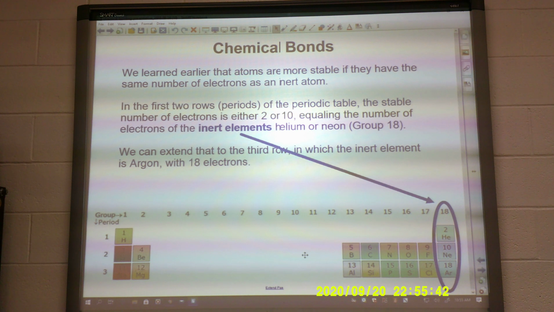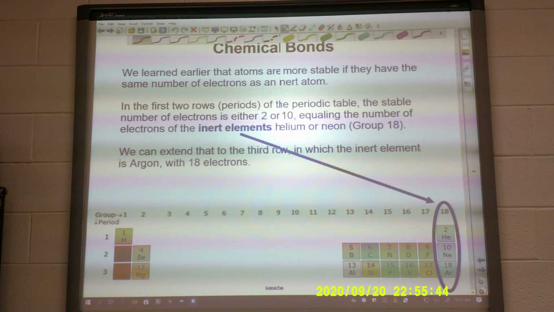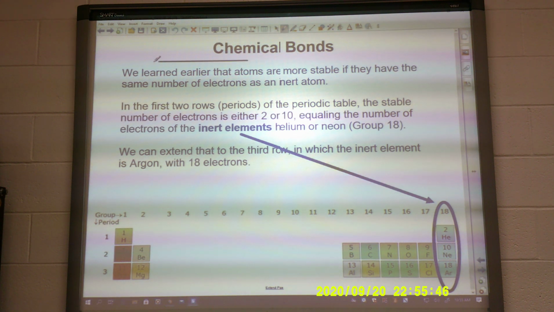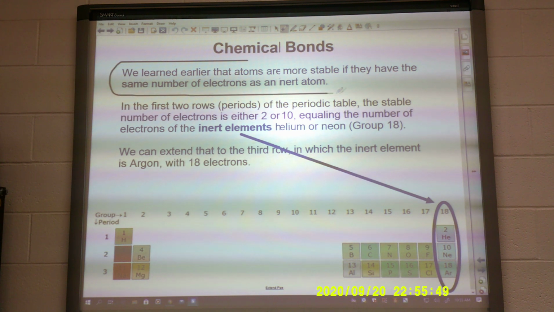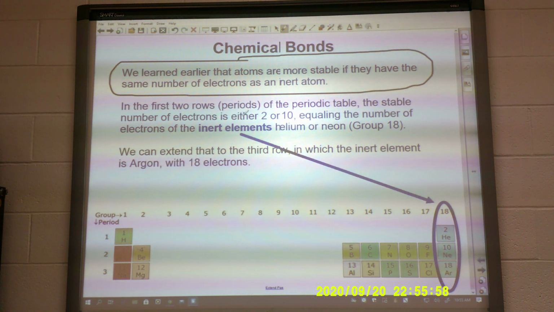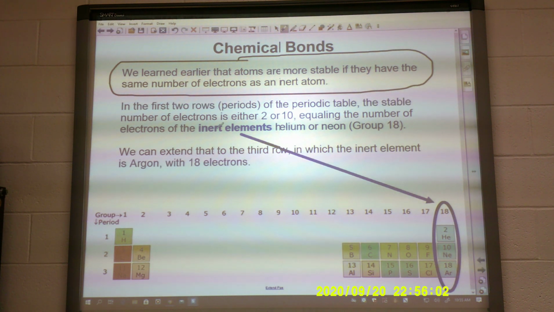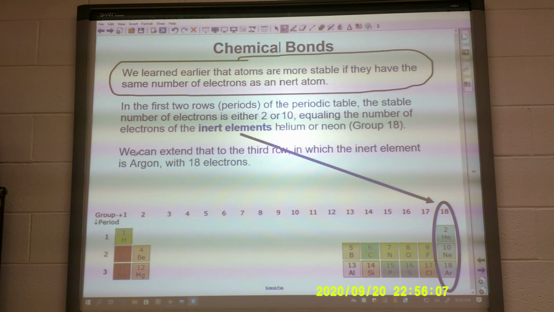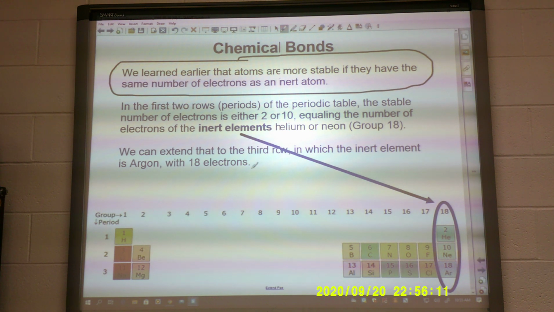All right, chemical bonds. We learned earlier that atoms are more stable if they have the same number of electrons as an inert atom. In the first two rows on the periodic table, the stable number of electrons is either 2 or 10, equaling the number of electrons of the inert elements helium or neon, in group 18. We can extend that to the third row, in which the element is argon with 18.